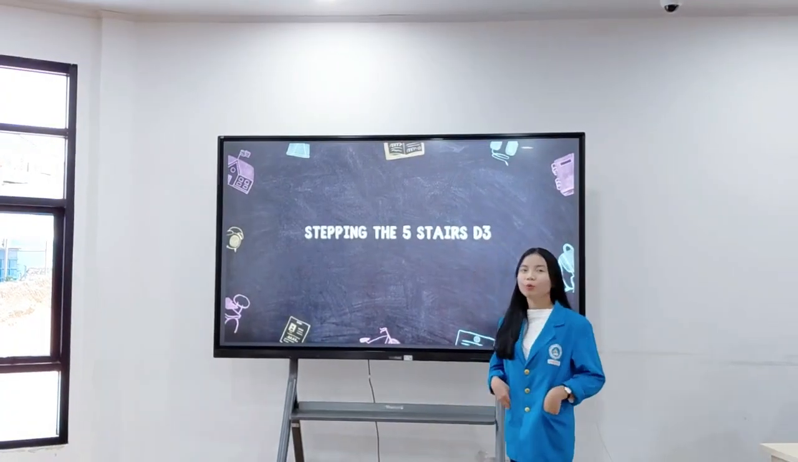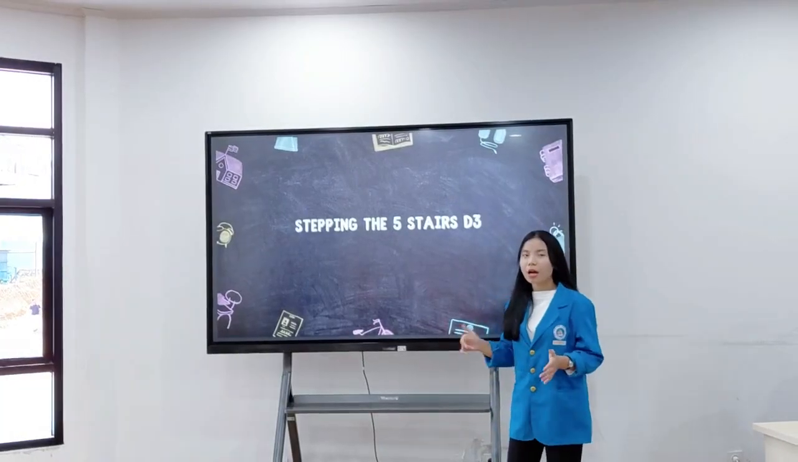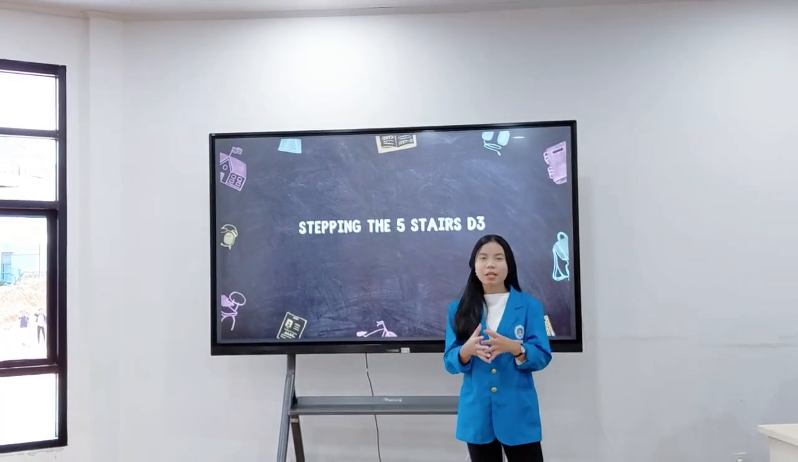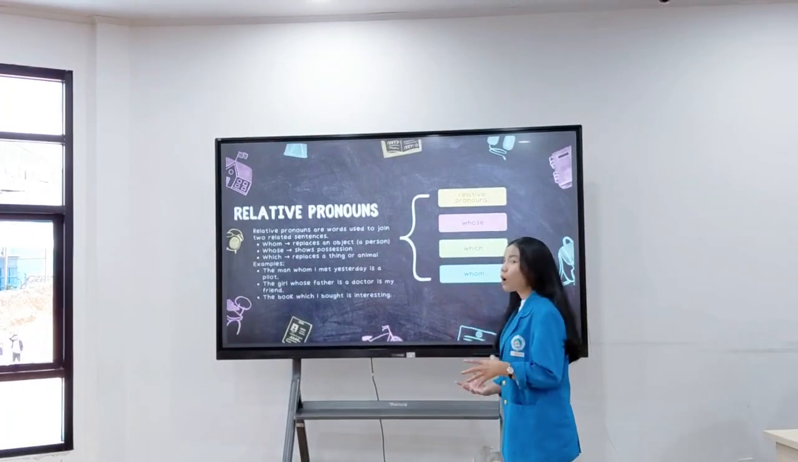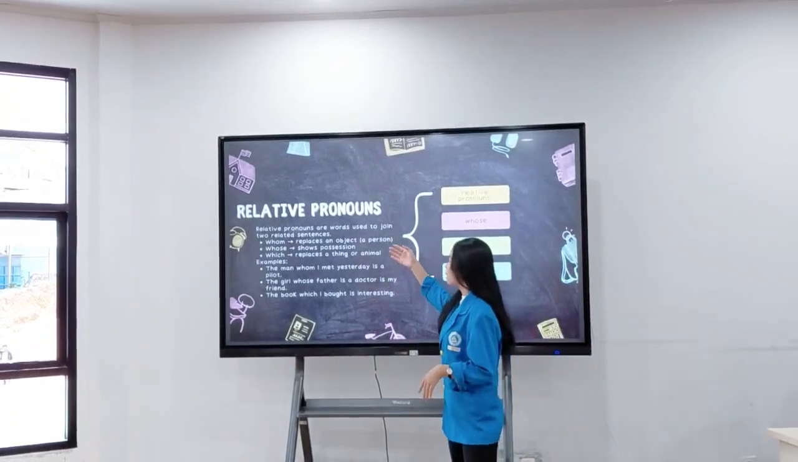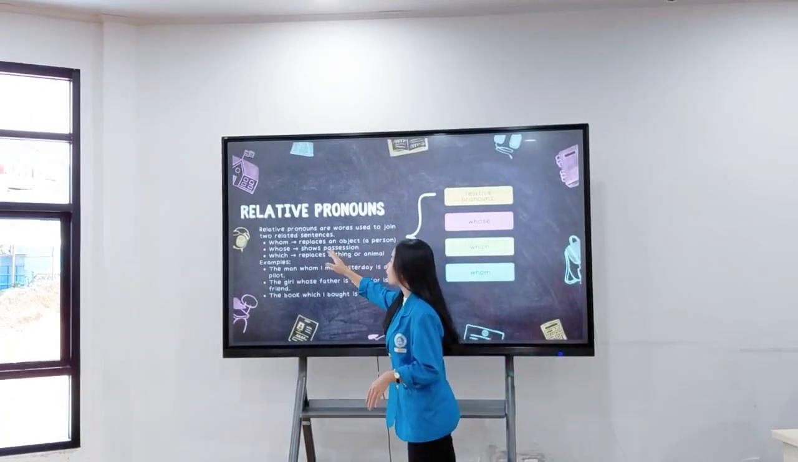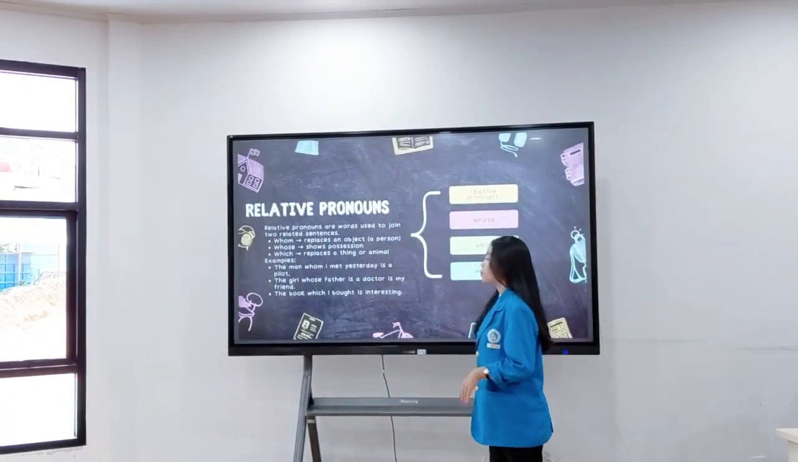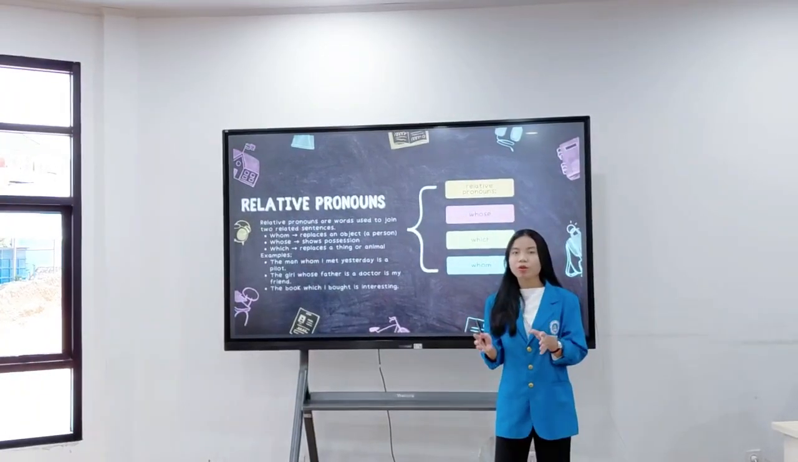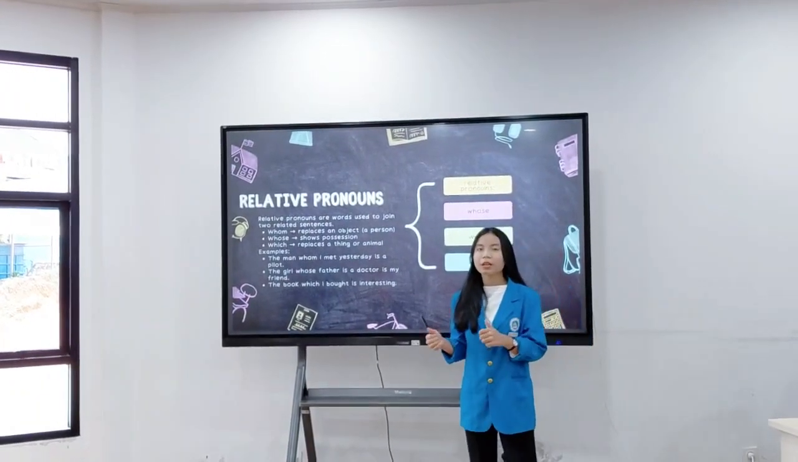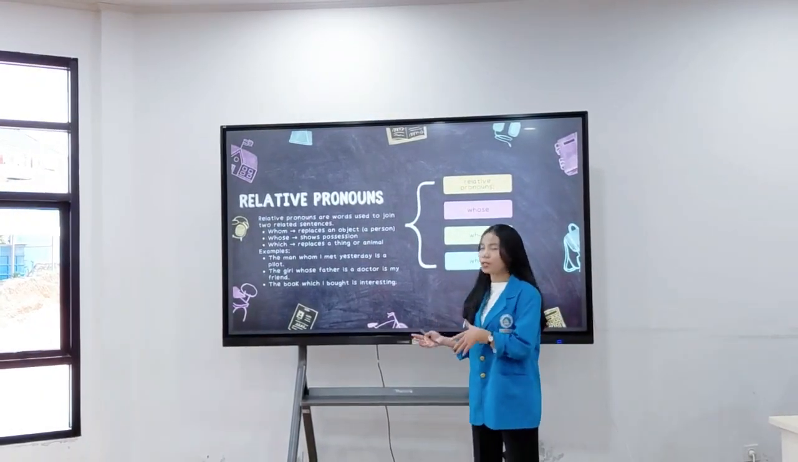So now I would like to explain the third topic, which discusses relative pronouns, object relative clause, and possessive relative clause. For the first, what are relative pronouns? Relative pronouns are words used to join or relate sentences. By using relative pronouns, our sentences become shorter, clearer, and more effective because we avoid repeating the same information.